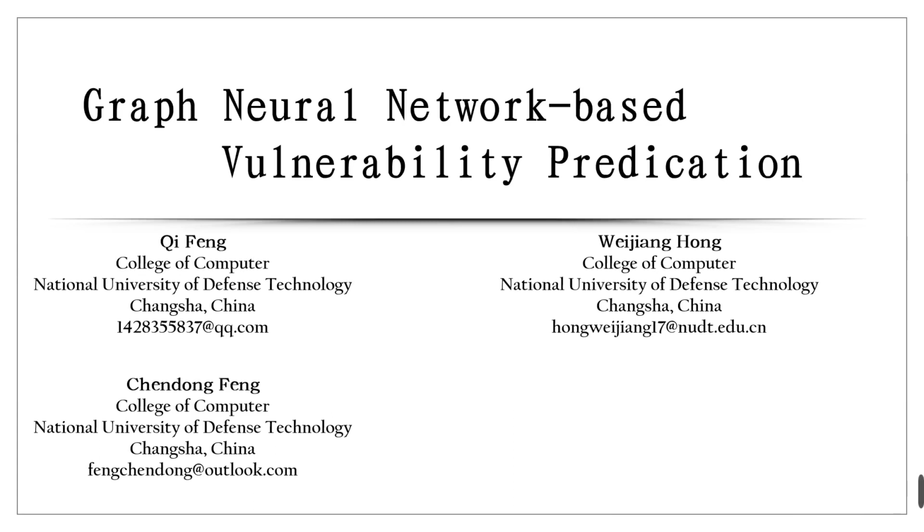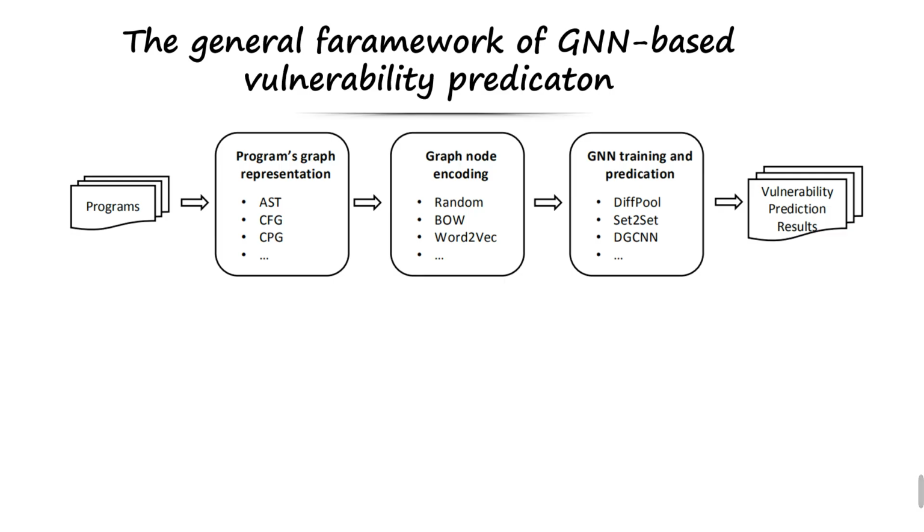Software vulnerability is a major threat to the security of software systems, and automatic vulnerability detection is challenging. Existing approaches for vulnerability detection can be classified into dynamic and static methods, and we are concerned with the static vulnerability detection on the source code of the program under analysis. We propose a general graph neural network-based vulnerability detection framework.